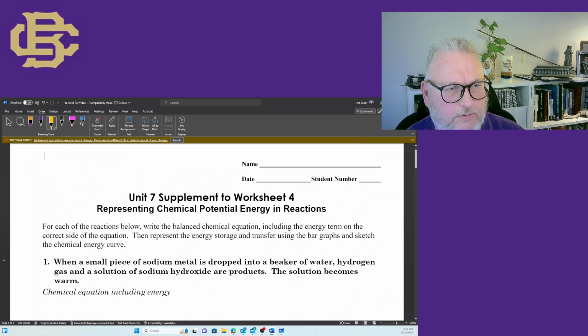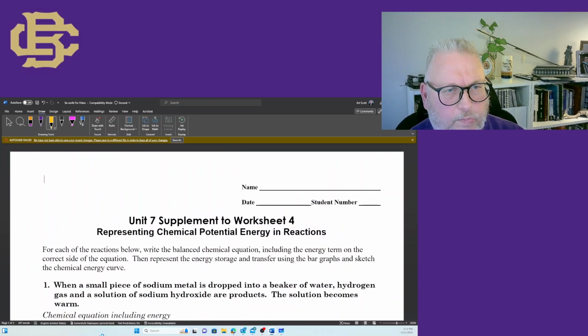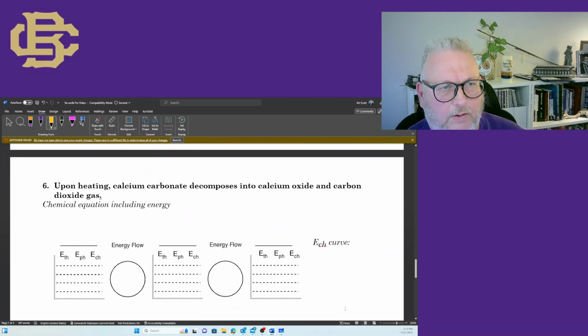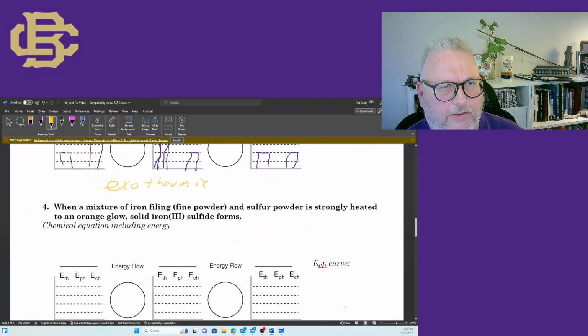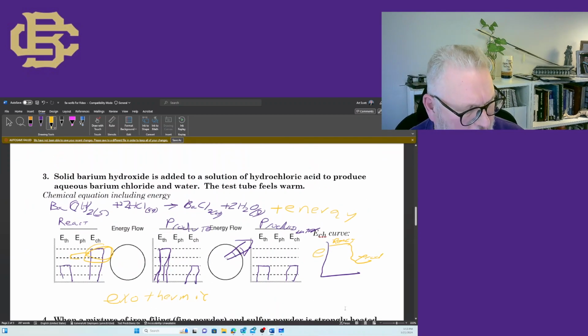Okay, my reasoning is exothermic because the solution became warm, because energy is flowing from the warmer reaction system, all right, to the cooler surroundings. Okay? So Q flew.